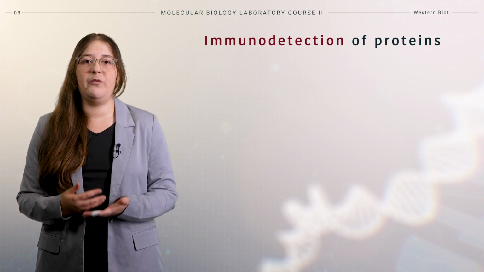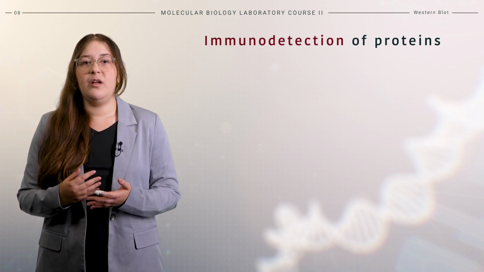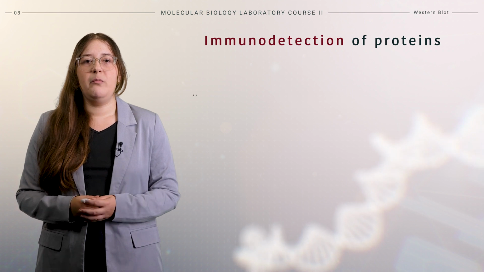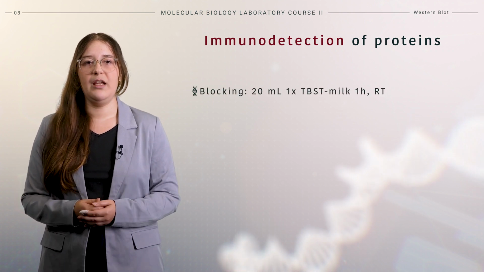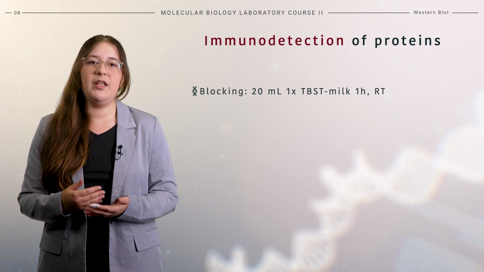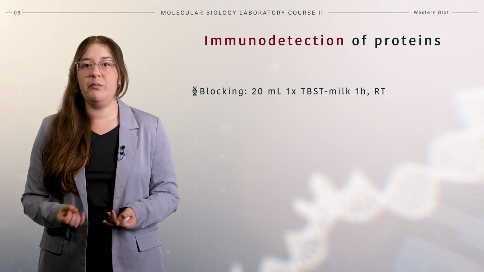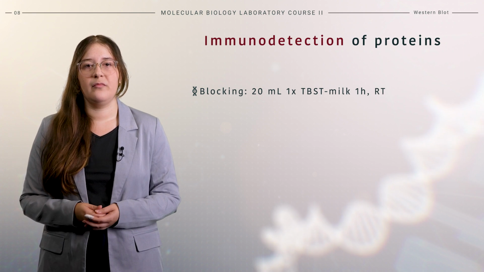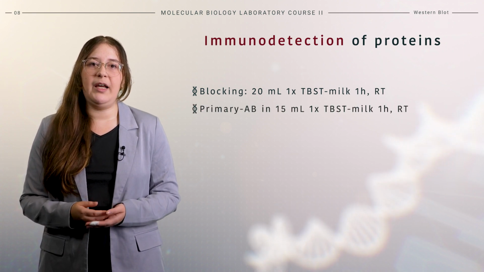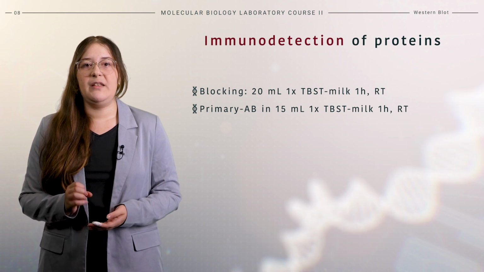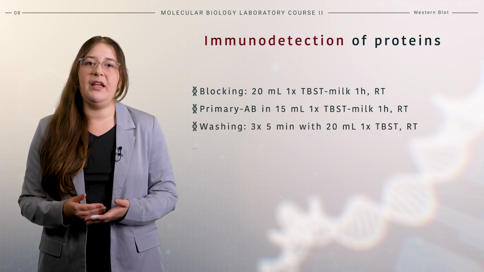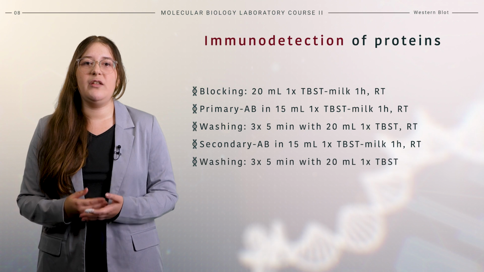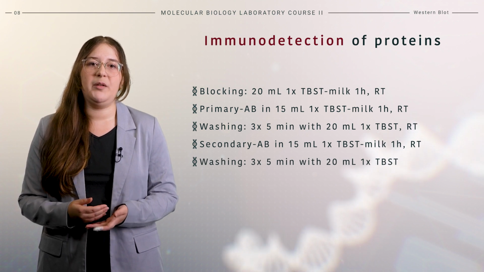Merely incubating the membrane with antibodies is insufficient, because non-specifically binding antibodies can lead to a false positive signal. Therefore, blocking non-specific binding sites is crucial. This step, known as blocking, involves incubating the membrane with proteins, for example milk proteins in a buffer solution, to block non-specific binding sites on the membrane. Afterwards, the primary antibody is applied to bind the target protein. It is essential to perform a washing step before applying the secondary antibody to remove excess primary antibodies. This washing is also done after incubating with the secondary antibody.